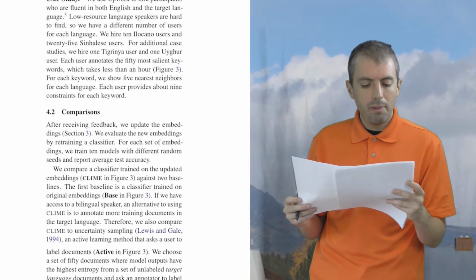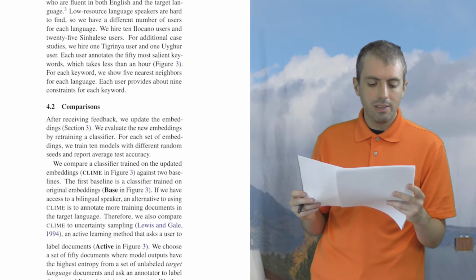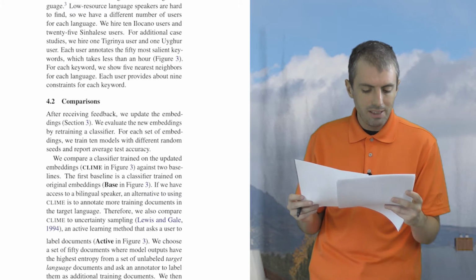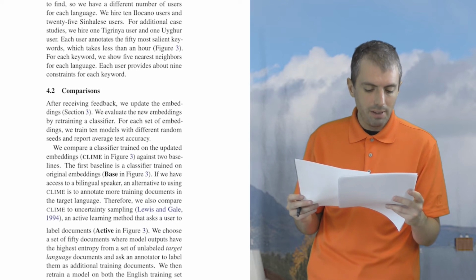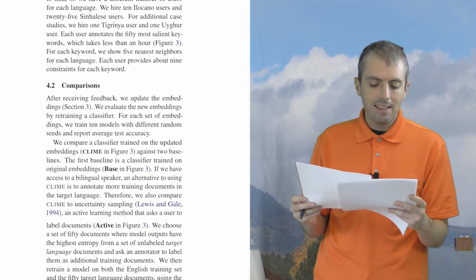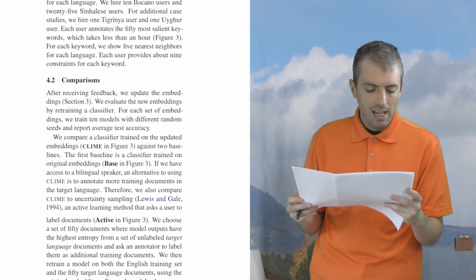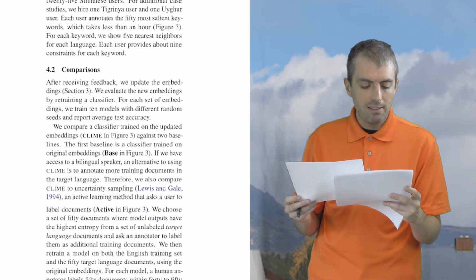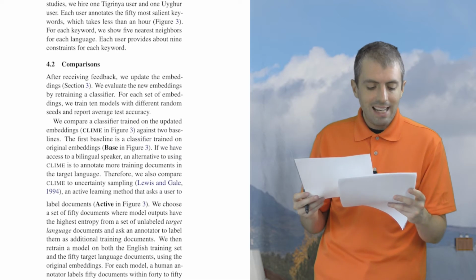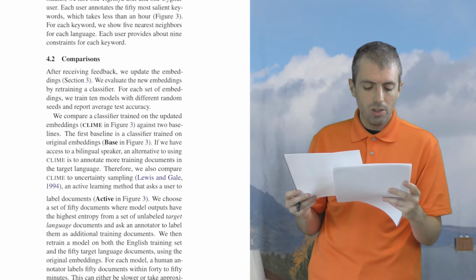If we have access to a bilingual speaker, an alternative to using CLIMB is to annotate more training documents in the target language. Therefore, we also compare CLIMB to uncertainty sampling, an active learning method that asks a user to label documents. We choose a set of 50 documents where model outputs have the highest entropy from a set of unlabeled target language documents and ask an annotator to label them as additional training documents.